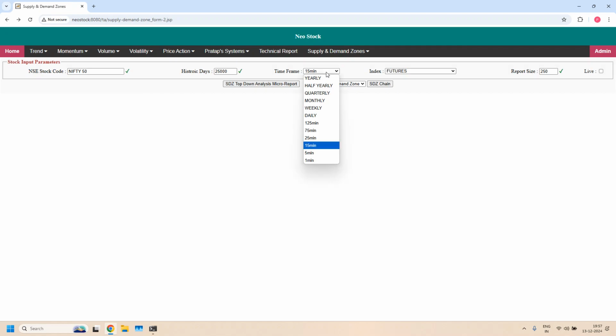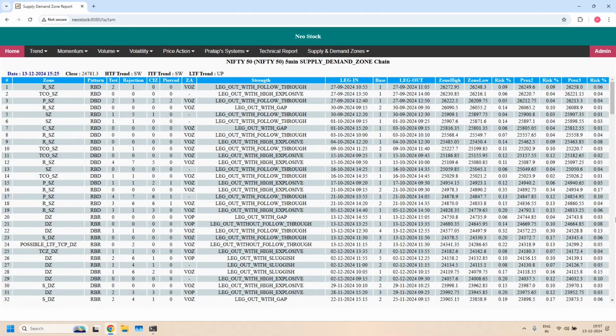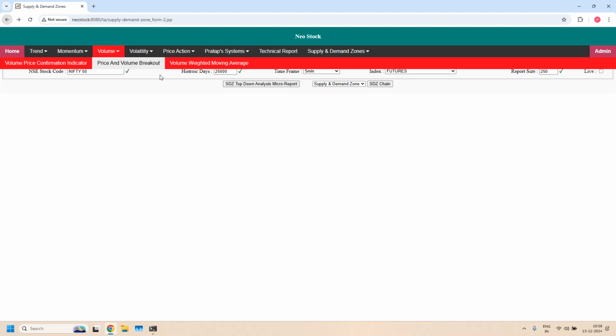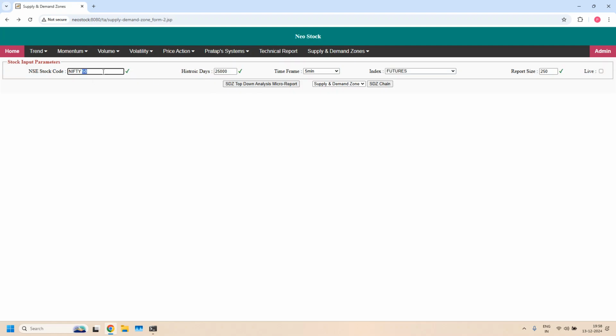Okay, next, 5-minute supply demand zone chain for Nifty. If you want more demand zones, I'm scrolling the list down. So this is about Nifty supply demand zone chain. Next, Bank Nifty supply demand zone chain.